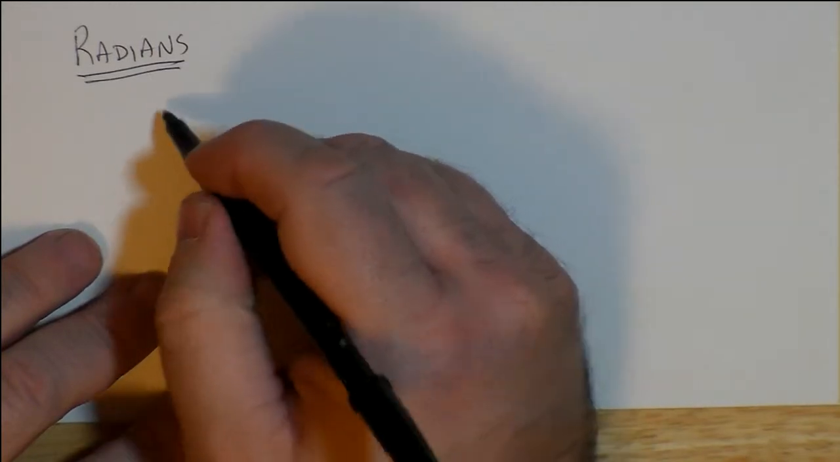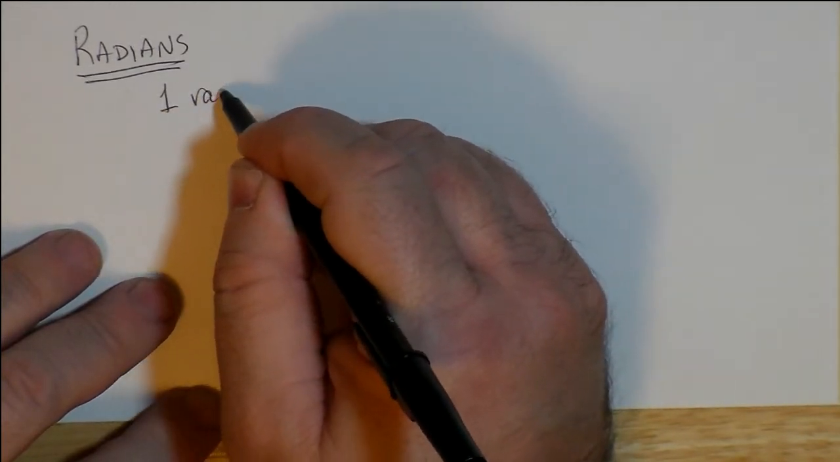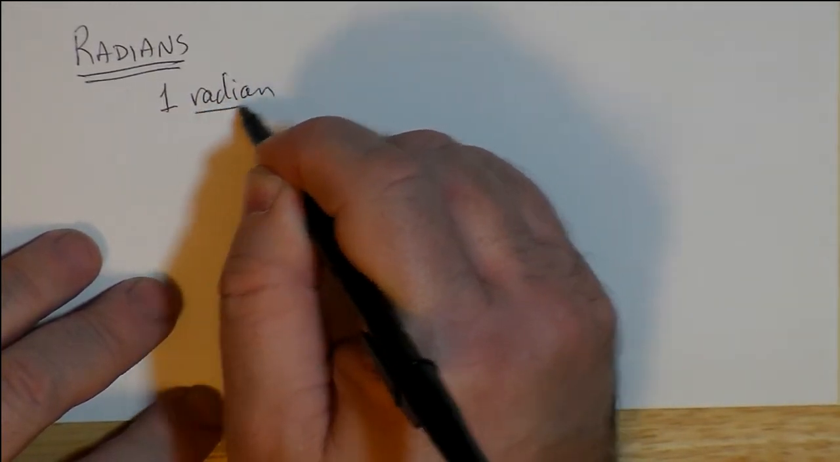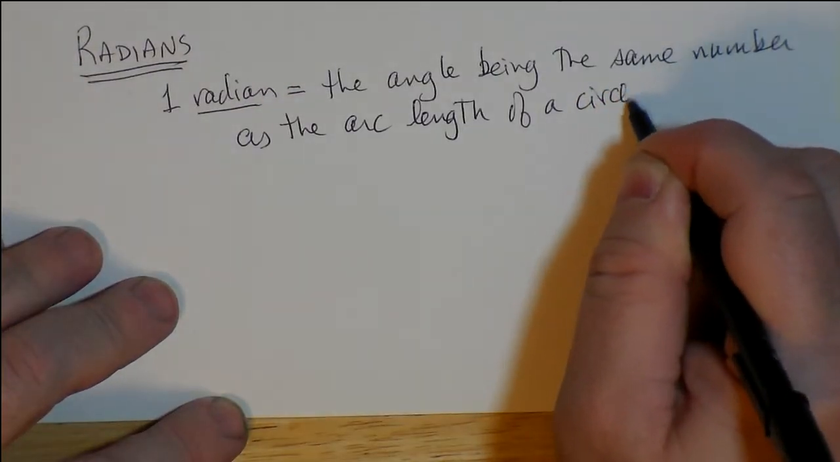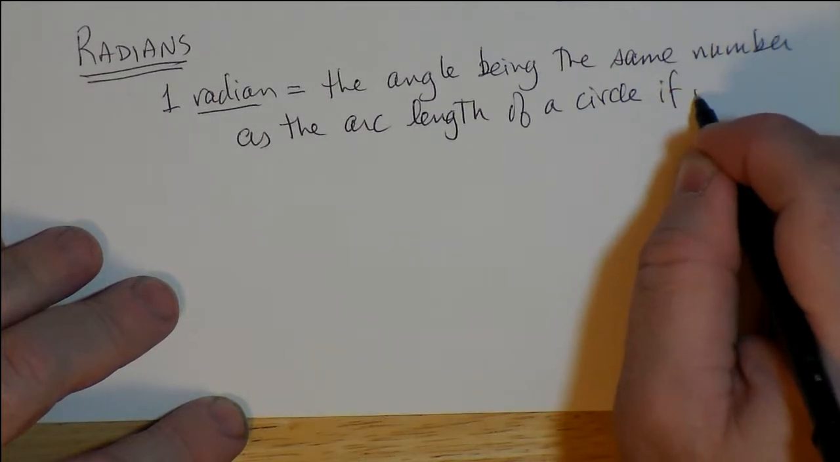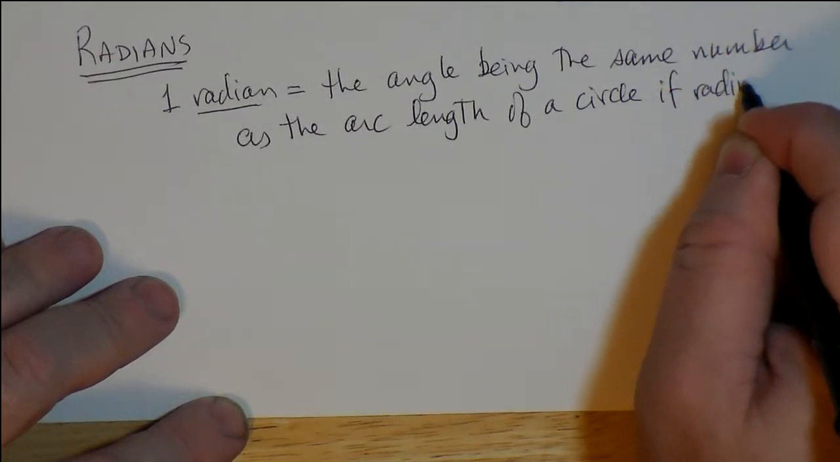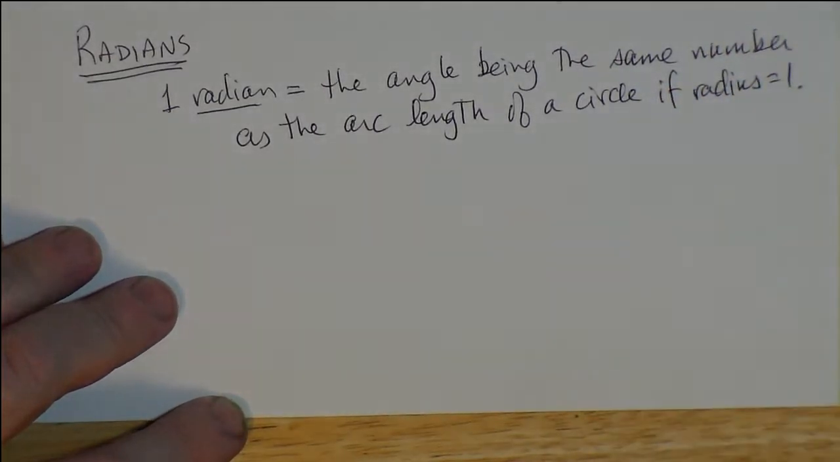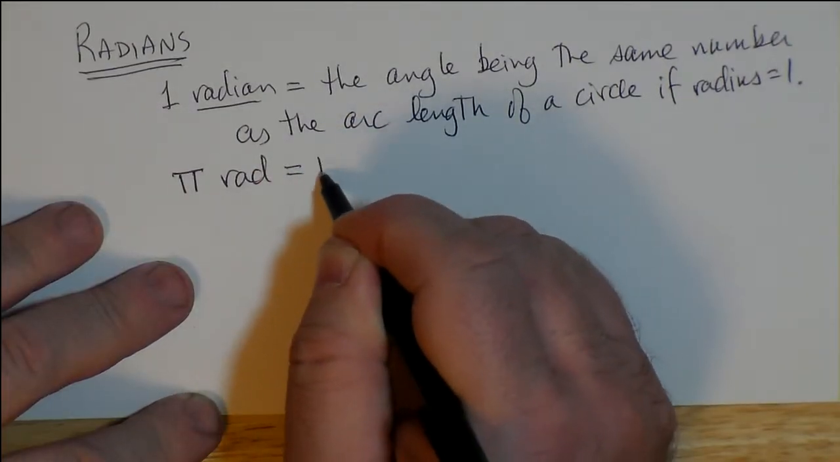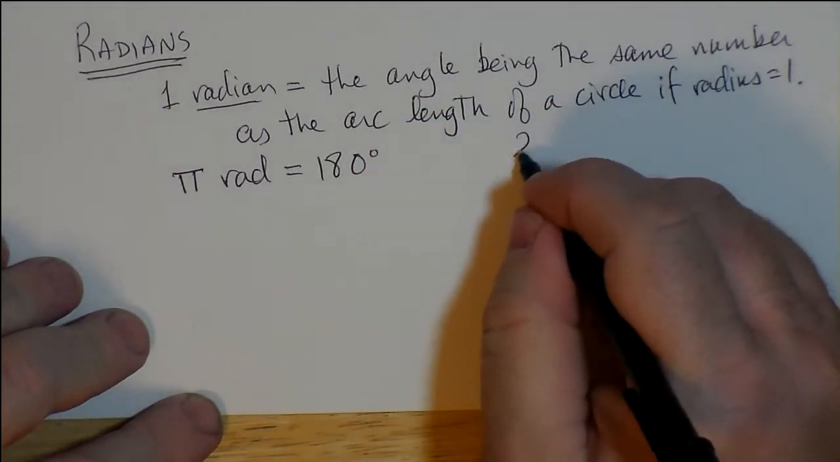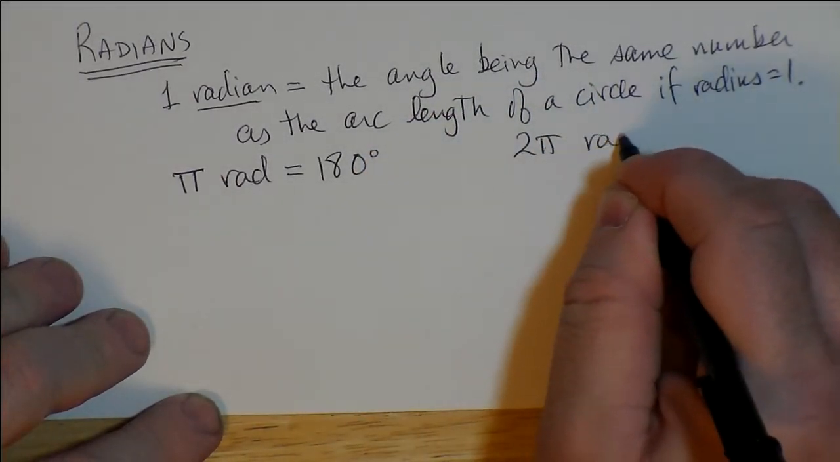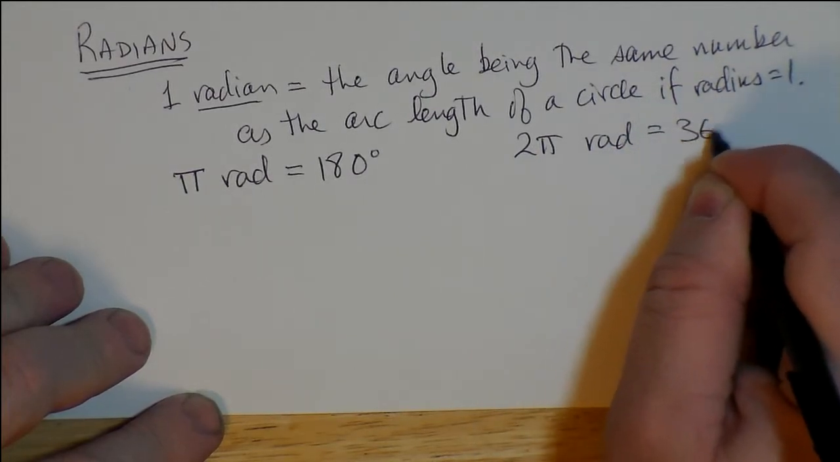And it might be useful just to define what radians are. Now, what is 1 radian? Well, 1 radian would be the angle being the same number as the arc length of a circle if the radius was equal to 1. But really, it could be any angle. If I extend my arm and sweep out an arc length equal to the length of my arm, I've swept out an angle of exactly 1 radian.